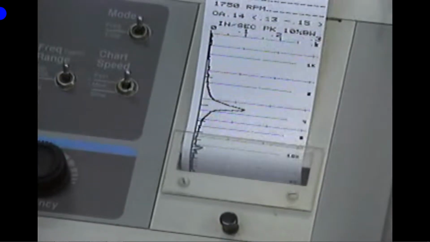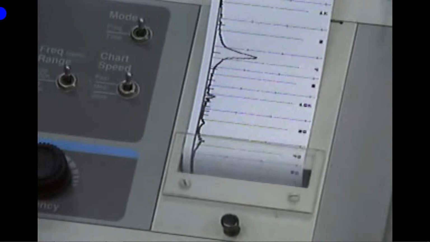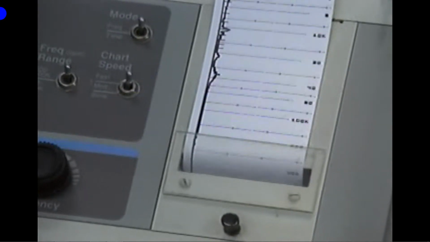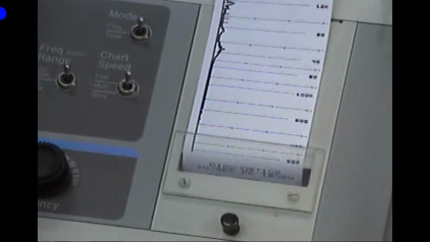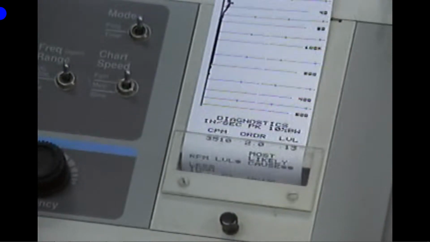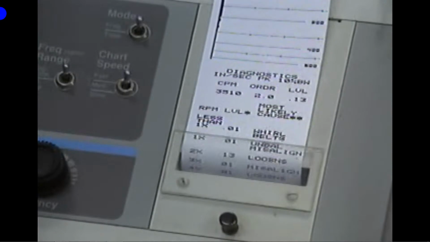This analyzer has a printer function that can be selected to obtain a printed chart of the readings. The chart can be used to identify frequencies that have a high level of vibration. This information is helpful in tracking down faults. The chart can also be compared with charts of other readings taken over a period of time from the same machine.